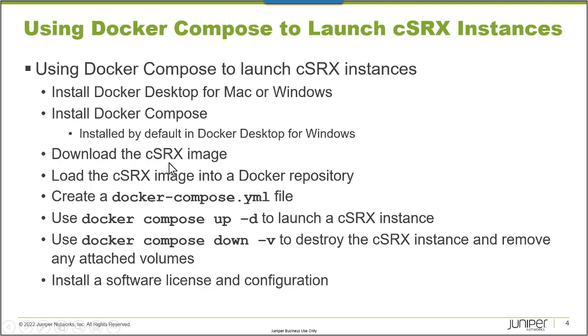Then you need to download the cSRX container. This is from the Juniper Networks support downloads site. Download the cSRX image. And then once you have it downloaded, you need to load it into a Docker image repository. I'll show you how to do that here in a couple of seconds.